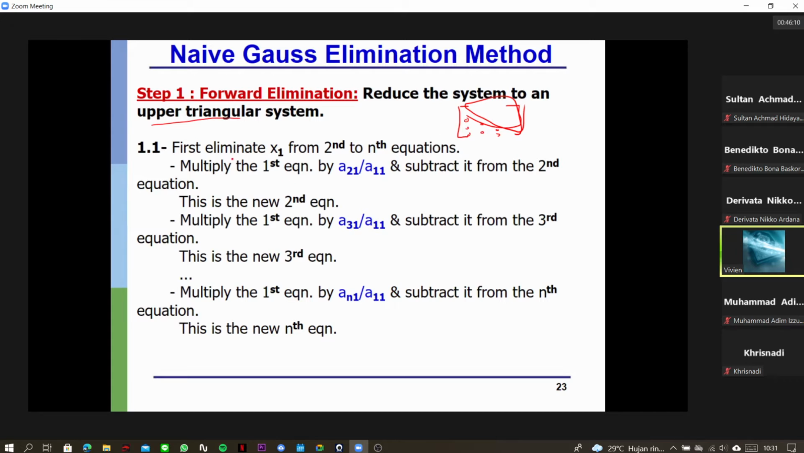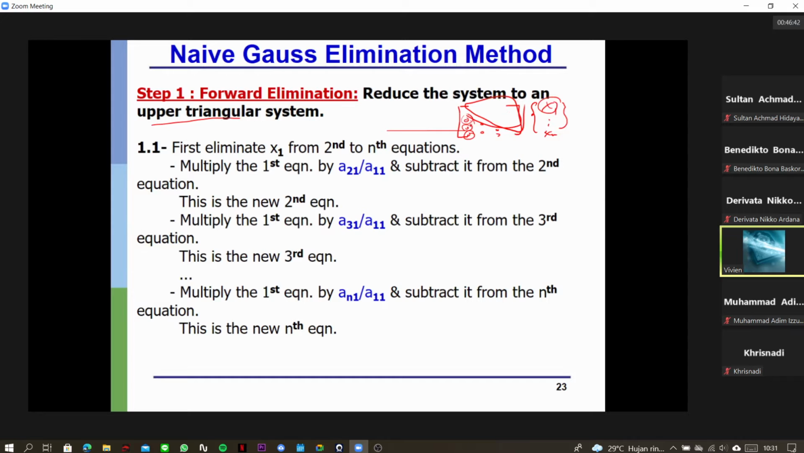What we can do is first eliminate x1 from the second up to the nth equation. If we want to eliminate x1 from the second and the third equation, that means we have to make 0 in the element here. So we multiply the first equation by a factor, a21 divided by a11, and subtract it from the second equation. So that becomes the new second equation.